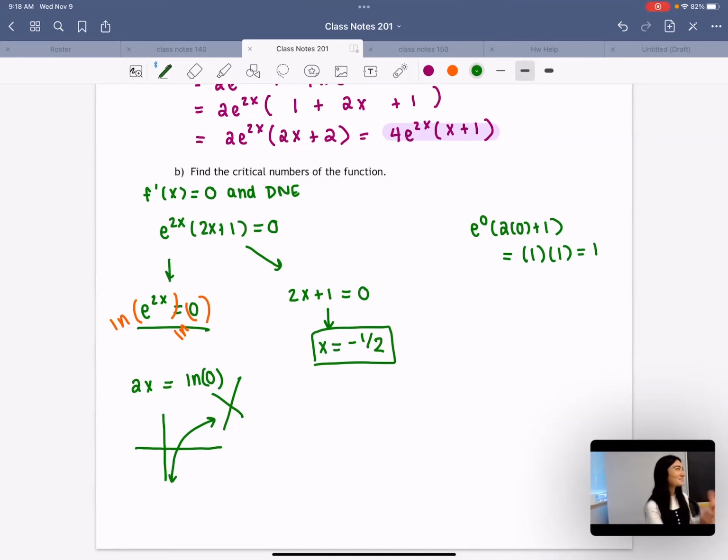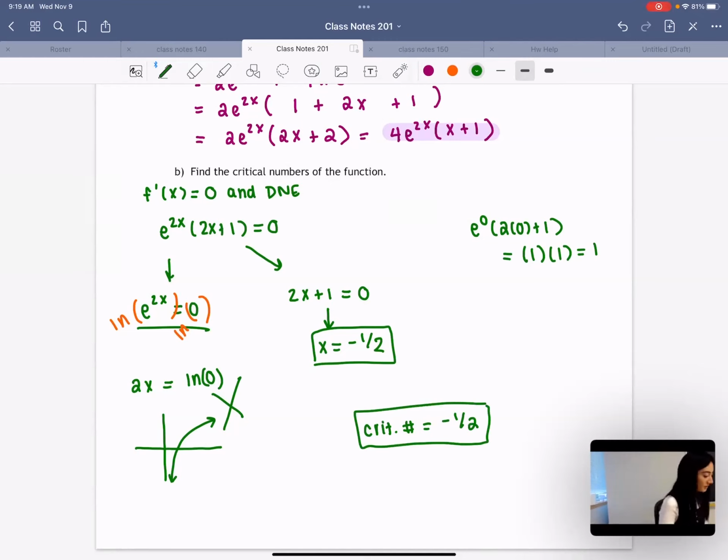No, right? There's no place where the derivative doesn't exist. E exists for all real numbers. Polynomials exist for all real numbers. So we're actually good. We don't have to check anywhere else. So our only critical number is -1/2. Okay, and remember, critical values are x values. That's where we're going here.